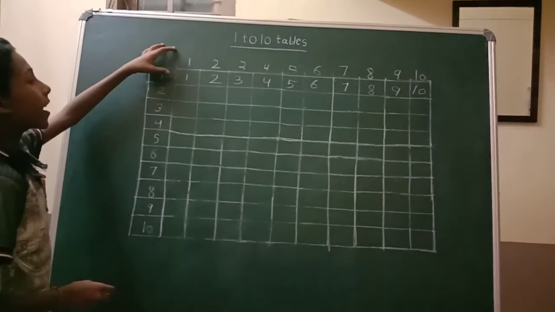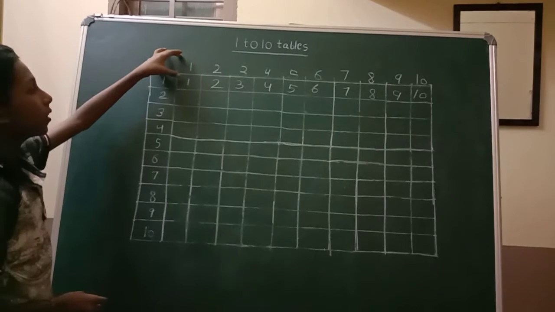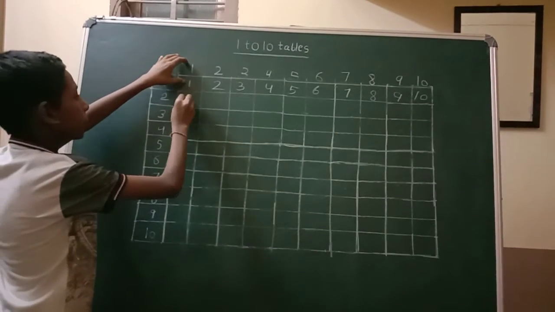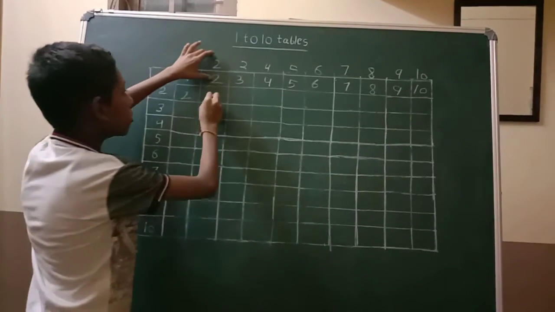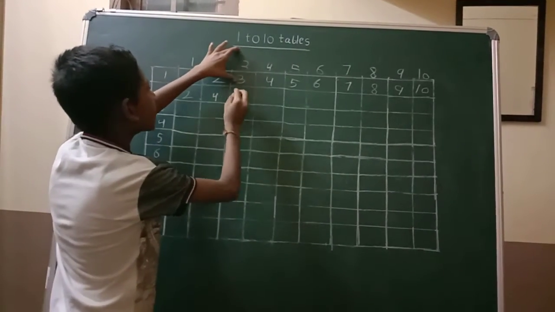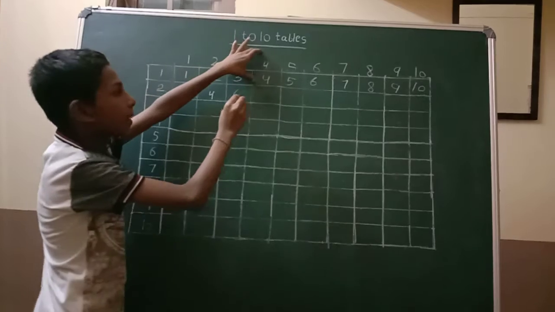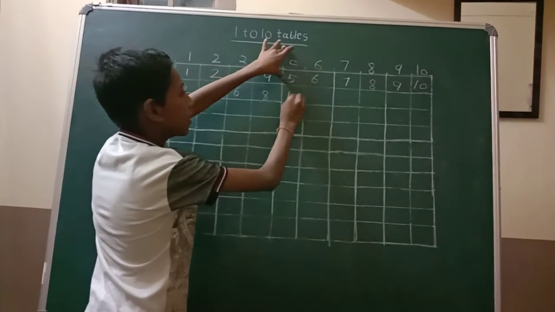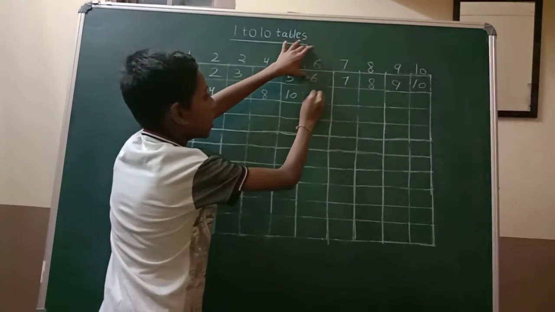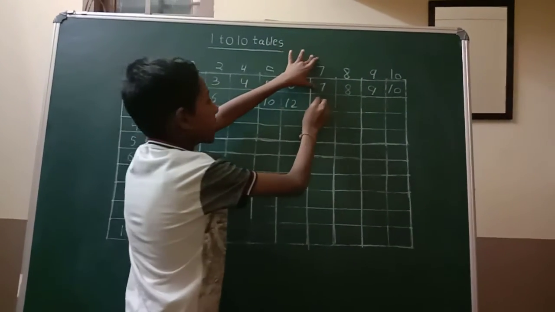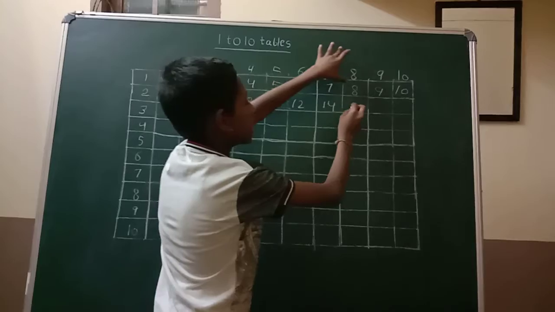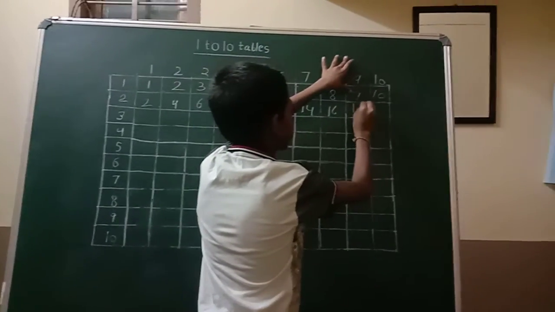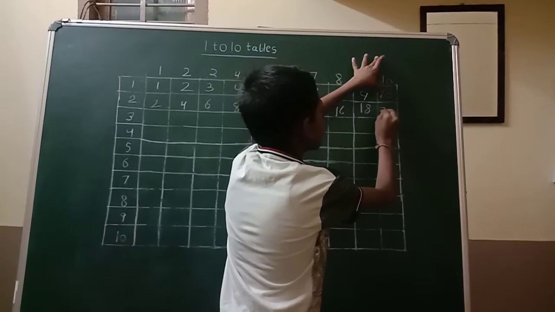We should add heading and previous table. It means table of 1. 1 plus 1, 2. 2 plus 2, 4. 3 plus 3, 6. 4 plus 4, 8. 5 plus 5, 10. 6 plus 6, 12. 7 plus 7, 14. 8 plus 8, 16. 9 plus 9, 18. And last, 10 plus 10, 20.